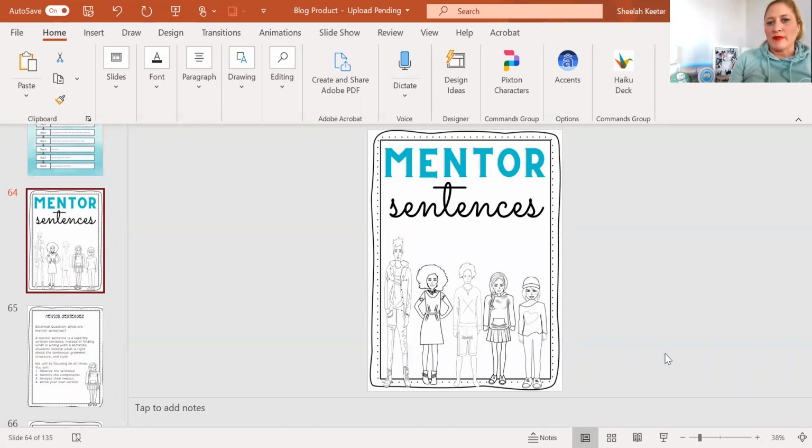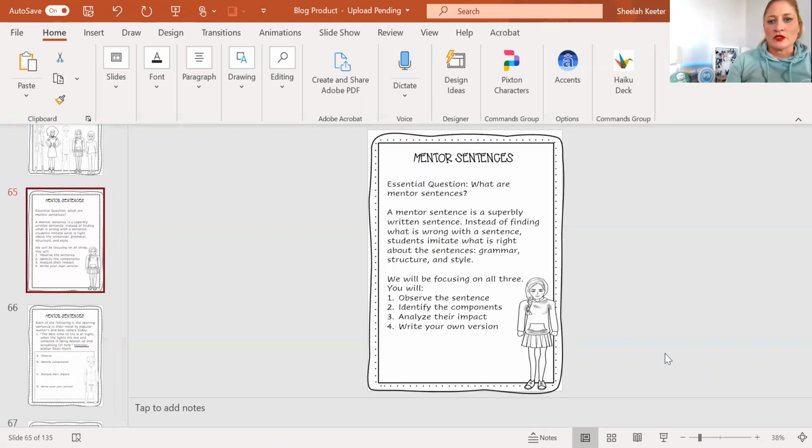Another lifesaver is mentor sentences. So a mentor sentence is a superbly written sentence. Instead of students finding what's wrong, as we used to write out grammar and have them find what was wrong with the sentence, we now have them copy down a beautifully written sentence by an author that's of an appropriate grade level for the students.